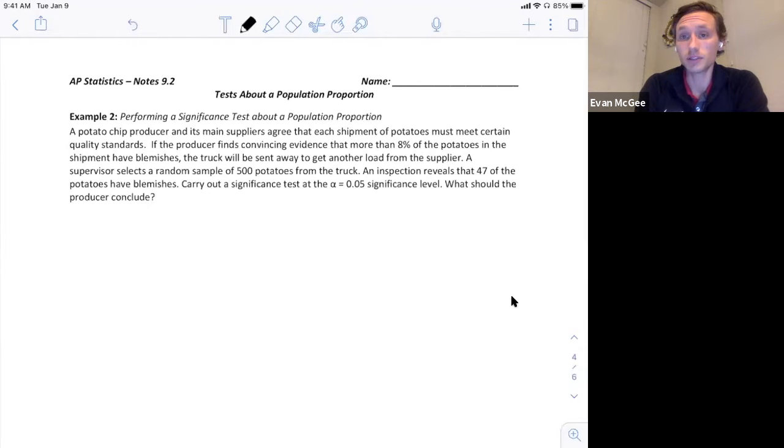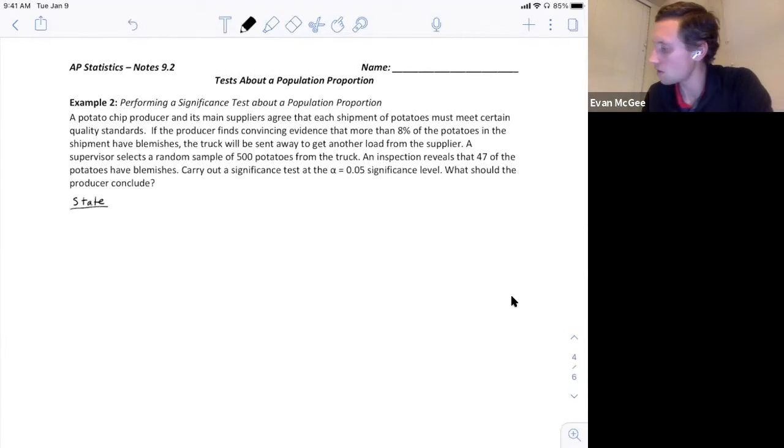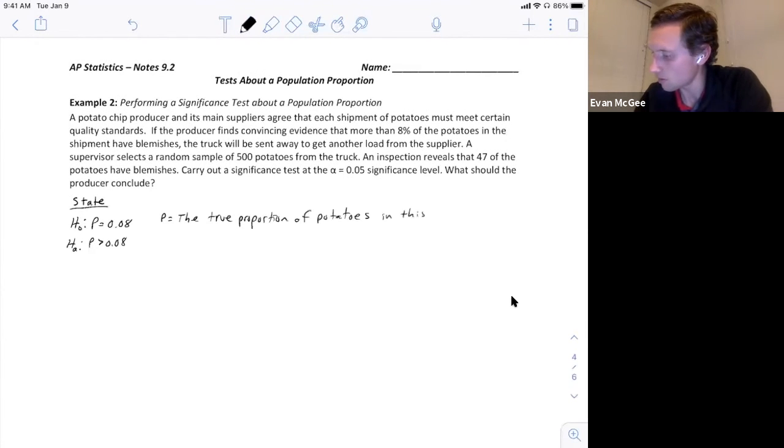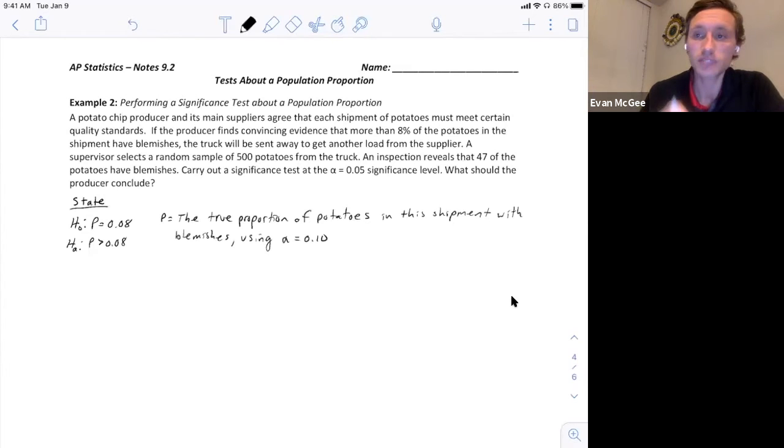So the first step is to state our hypotheses and state what the parameter is that we're running a test about. We've stated our hypotheses where we are running a test about the true proportion of potatoes in this shipment that have blemishes. And we want to assume that the null is true until proven that it's not. And our alternative is greater than 8% because we don't care if it has less than 8%. If it has less than 8%, then they won't send the shipment back. It only matters if they have more than 8%. So that's why our alternative is greater than 8% here.